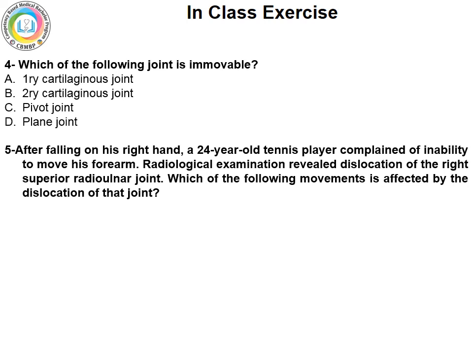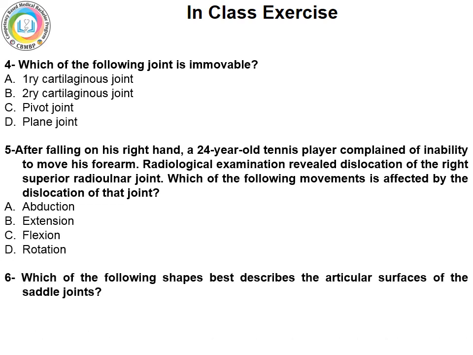After falling on his right hand, a 24-year-old tennis player complained of inability to move his forearm. Radiological examination revealed dislocation of the right superior radioulnar joint. Which of the following movements is affected by dislocation of that joint? Abduction, extension, flexion, or rotation? Which of the following shapes best describes the articular surface of saddle joint? Concave, concavo-convex, convex, or flat?